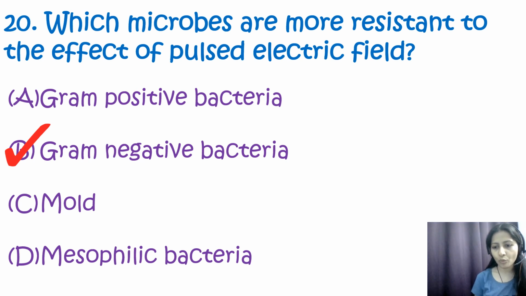However, one thing you should note is that the exact resistance depends upon the specific microorganisms and the parameters of the pulsed electric field. So over here, the correct option is B, that is gram-negative bacteria.